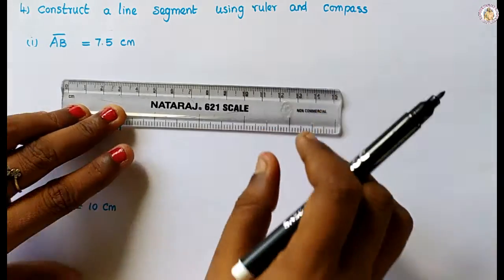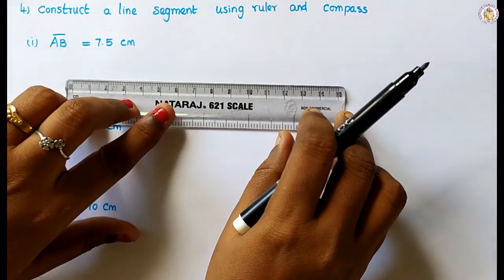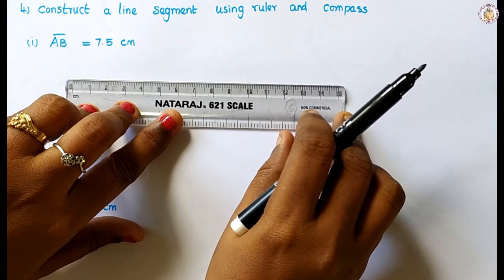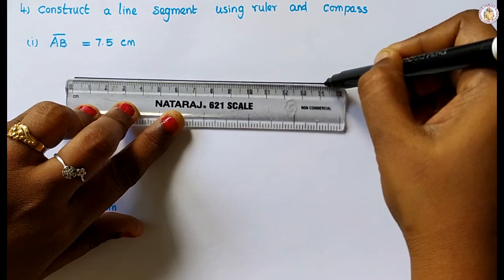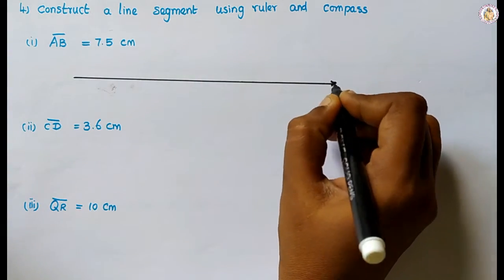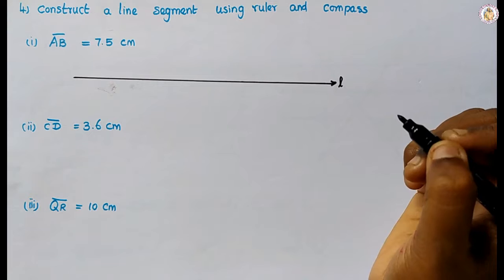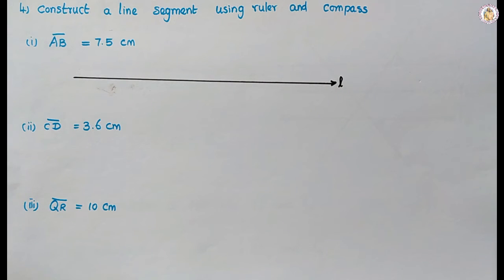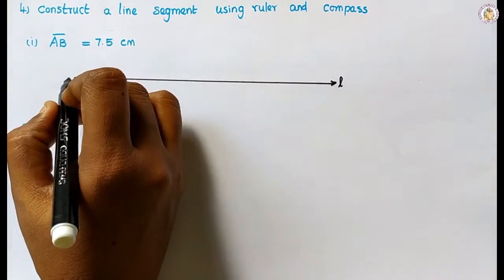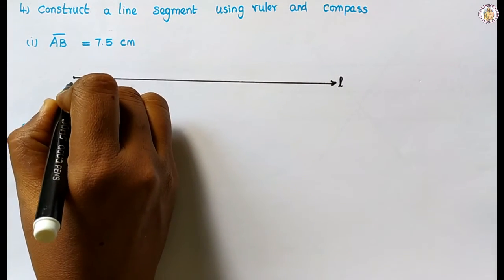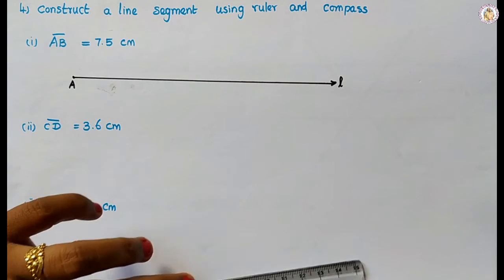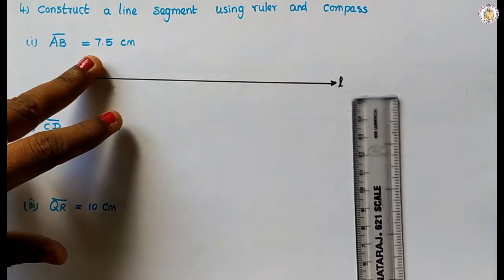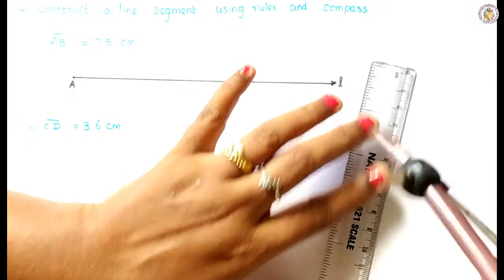Now take your ruler, draw a line with any measurement. The line name L, and we name the starting point. Let me name the starting point as A, and take your compass. Measure how much? 7.5 centimeter.